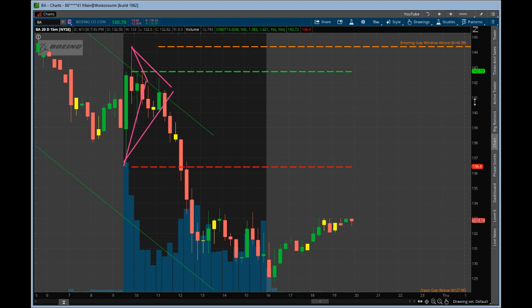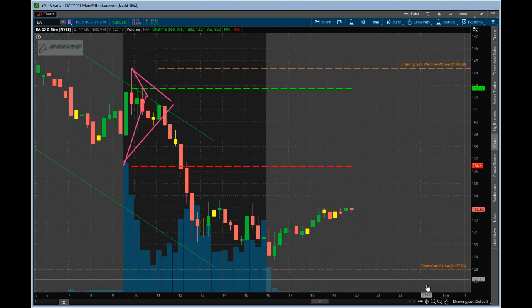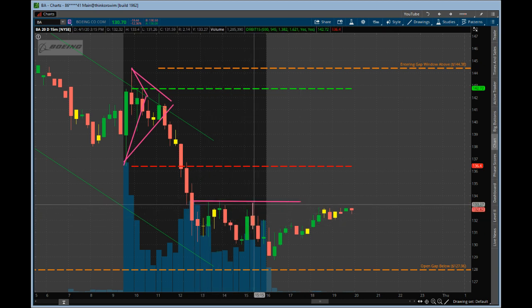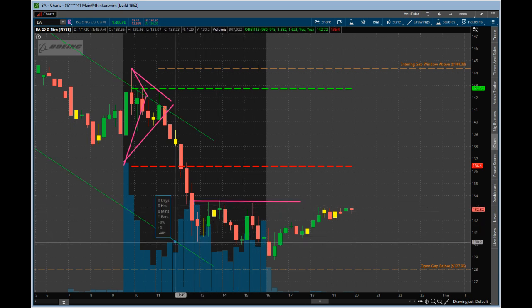You can just see how tricky it was, right? Here we had a couple of horizontal levels, so it kind of formed a channel right here. It had trouble getting above this once, twice, three times. So if you're waiting for this breakout on Boeing, it's just not happening. But at the same time, the breakdown wasn't happening either.